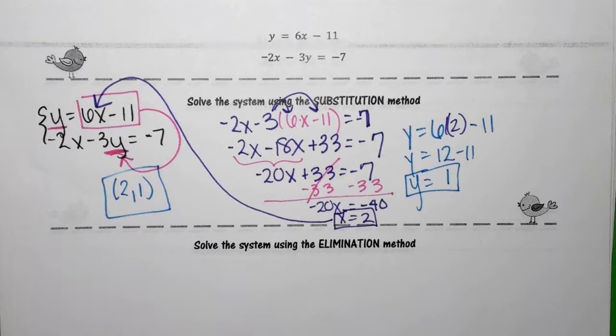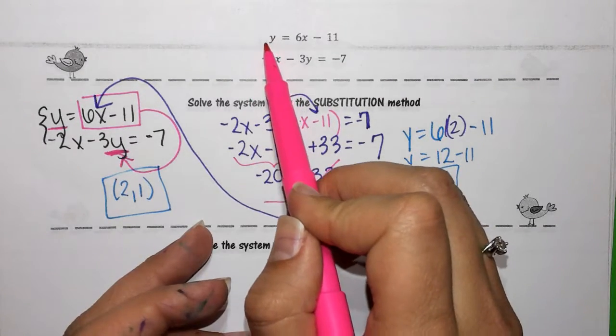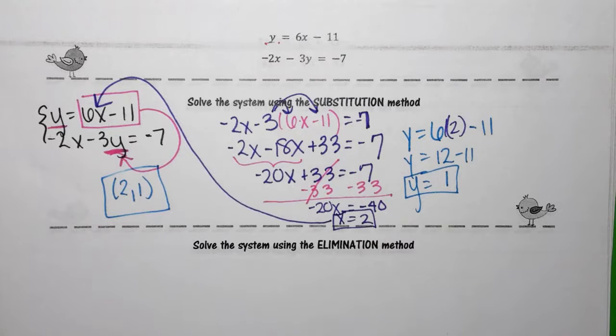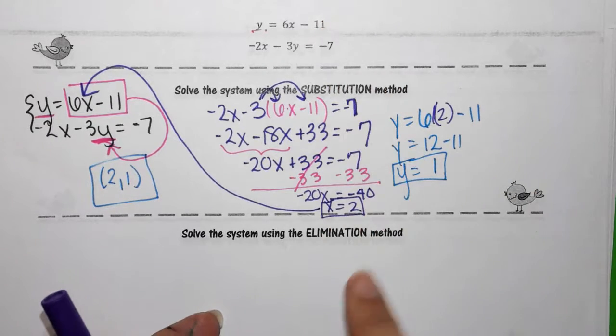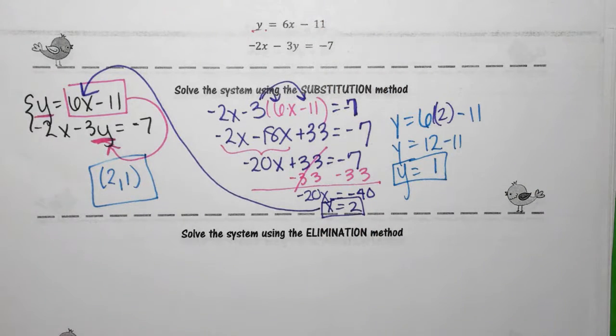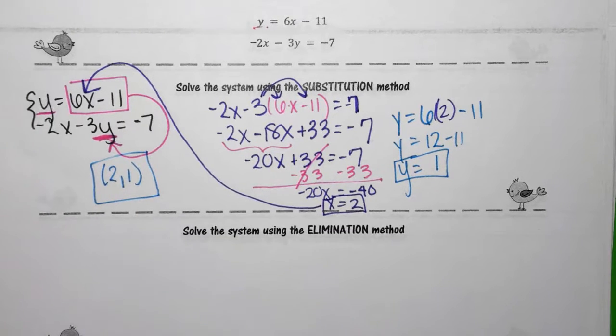Now, I have a question. Who can tell me again why we chose to use substitution first and not any of the other methods? Yes, y was by itself. Awesome. So we looked at our system. We said this y is by itself, so we're going to use substitution first. Now what I want you to think about is, we're using the same system over and over, but we're solving it 3 different ways. So should we get the same answer? Yes. So that's how we're going to be able to check it. We're going to get 2, 1 every time.